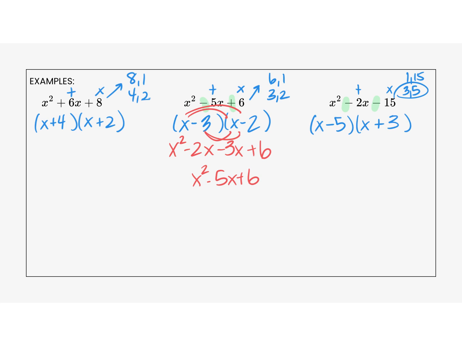And again, to verify that, I could FOIL. x times x is x squared. That looks good. Then I would have a positive 3x and a negative 5x, which gives me the negative 2. Negative 5 times 3 is negative 15.